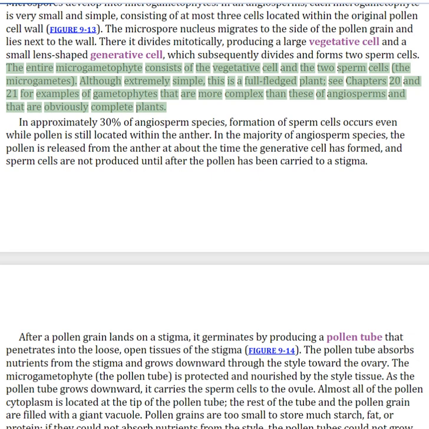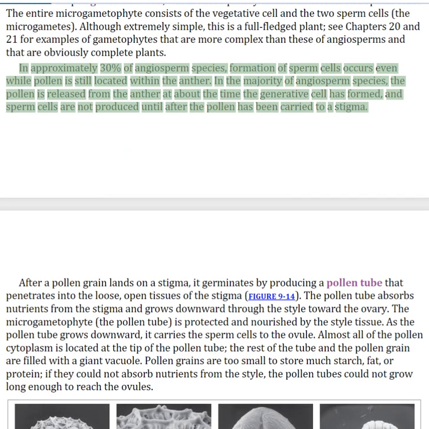See chapters 20 and 21 for examples of gametophytes that are more complex than those of angiosperms and that are obviously complete plants. In approximately 30% of angiosperm species, formation of sperm cells occurs even while pollen is still located within the anther. In the majority of angiosperm species, the pollen is released from the anther at about the time the generative cell has formed, and sperm cells are not produced until after the pollen has been carried to a stigma.